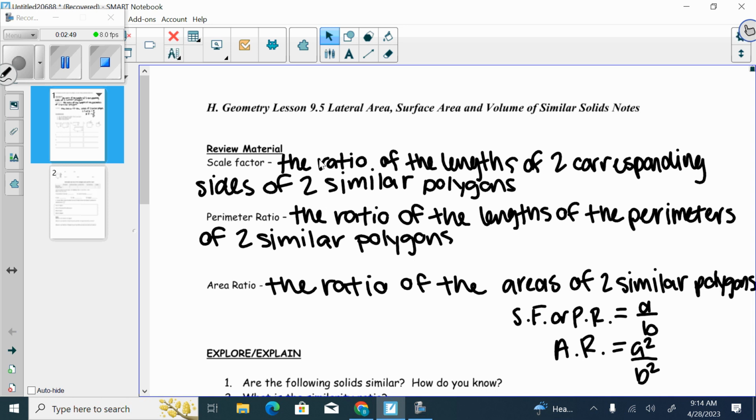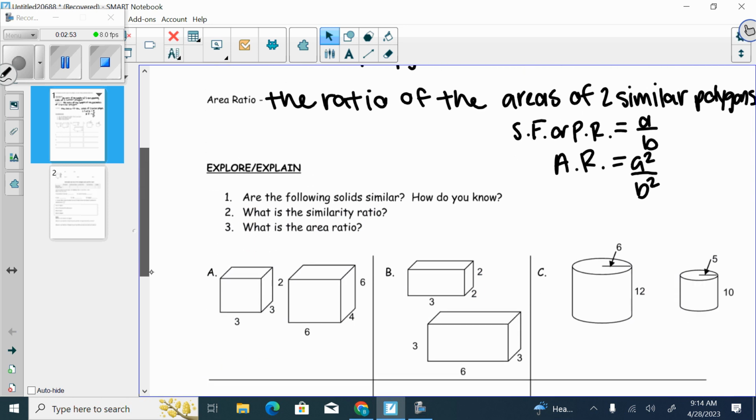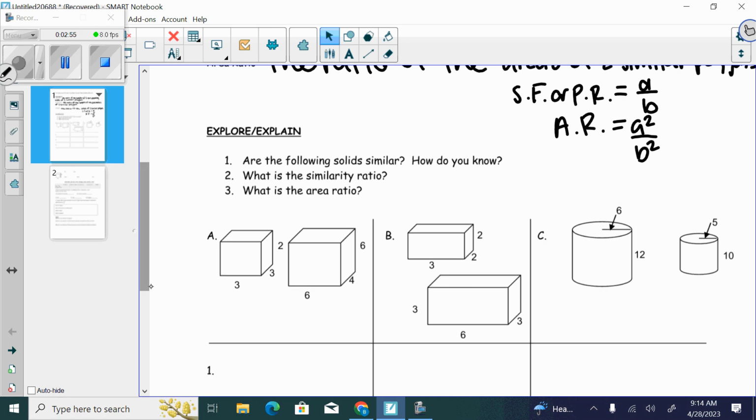Okay, so we've got a little chart here below. On example number A, this 3 and this 2 are in the wrong spot. So this one should be the 3, this one should be the 2. Okay, so it says that we're going to decide if we think the solids are similar or not. If we say they are, we need to give a similarity ratio and an area ratio.